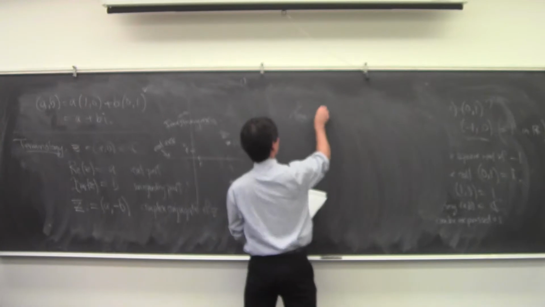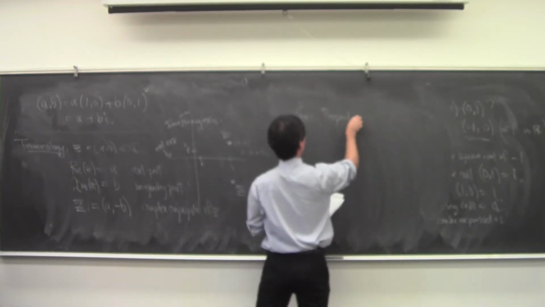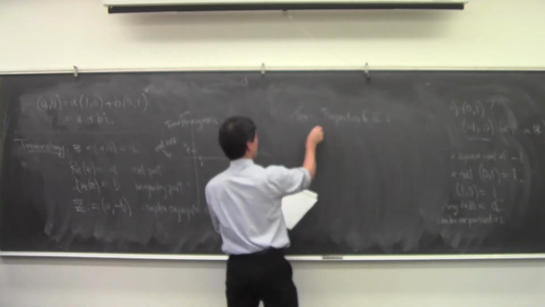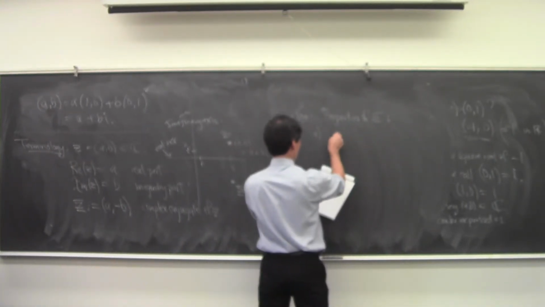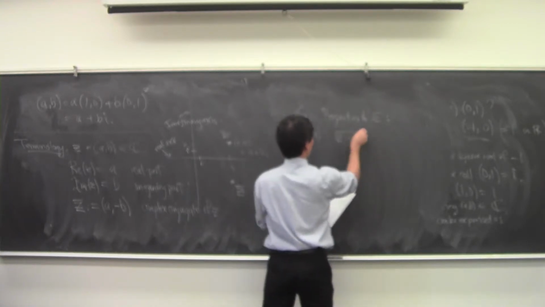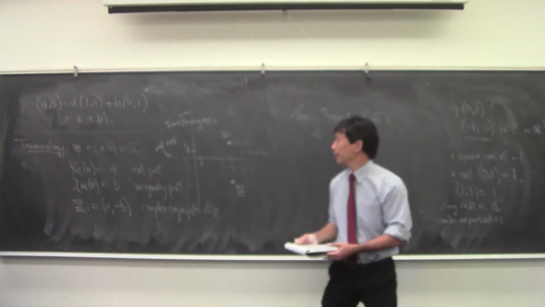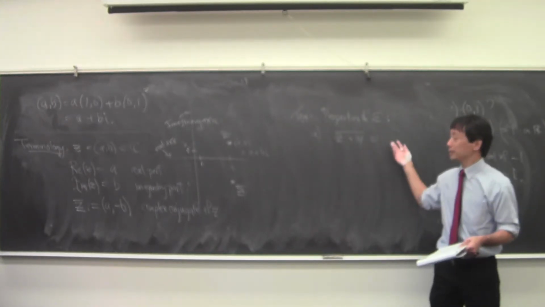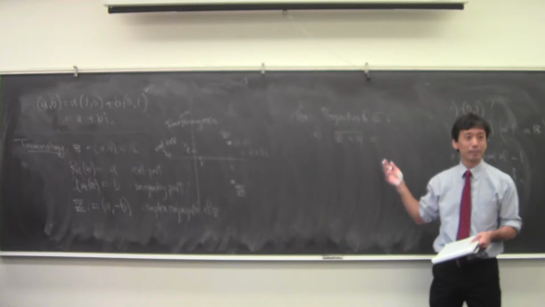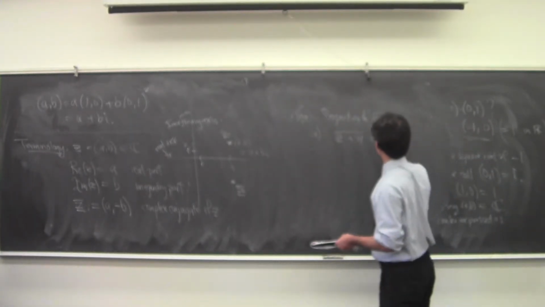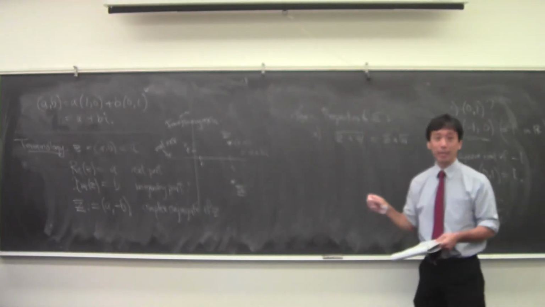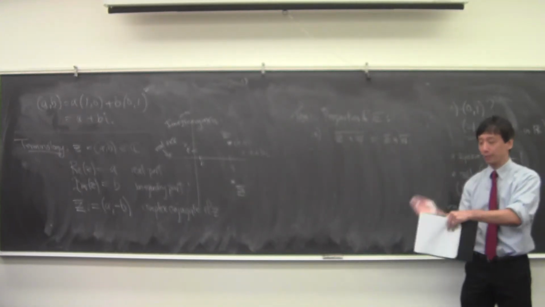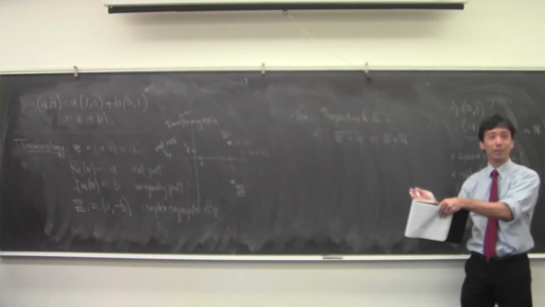There are some simple properties of the complex conjugate. First off, if you take a sum of two numbers and then take the complex conjugate, what do you think that's going to be equal to? The sum of the individual complex conjugates, right? That seems pretty clear geometrically. If you add two vectors and then flip them over, you get the same thing as if you flip them over and then add them.